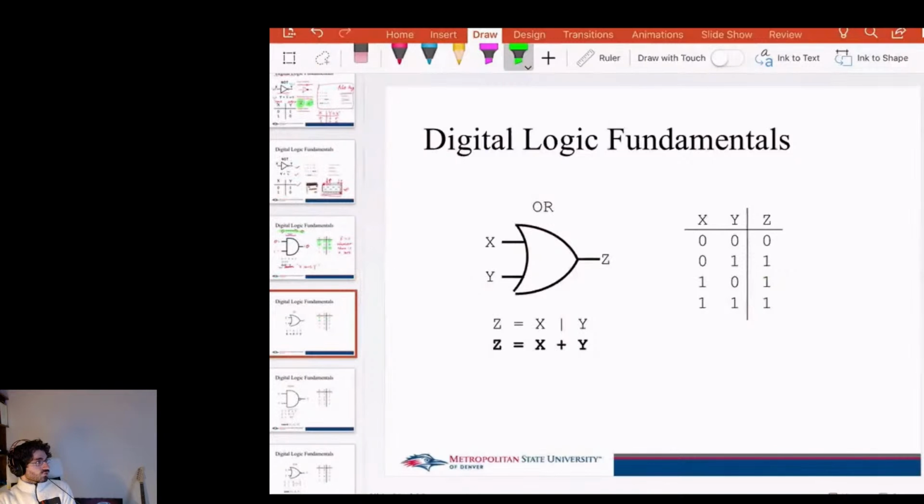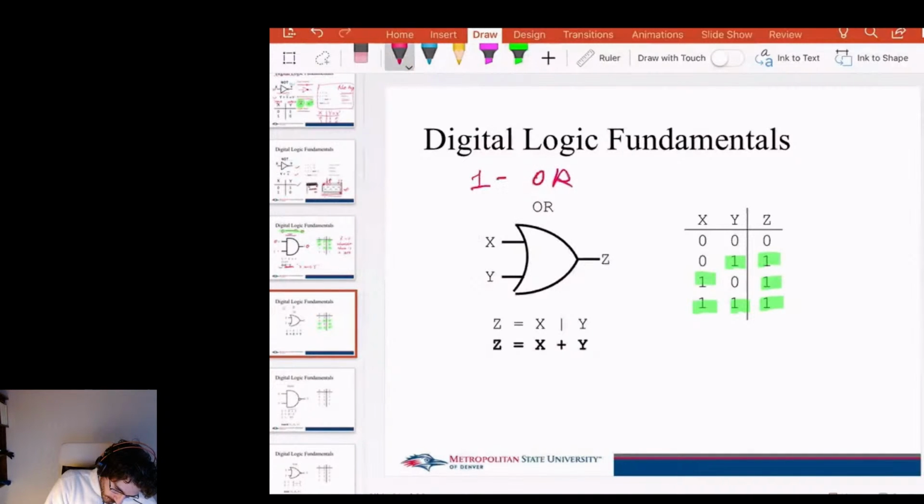So the OR logic basically means as long as one of the input conditions is true, then the output condition will be true. So when you look at the truth table, of course, it's easy to get the 1 transferred through the OR gate.